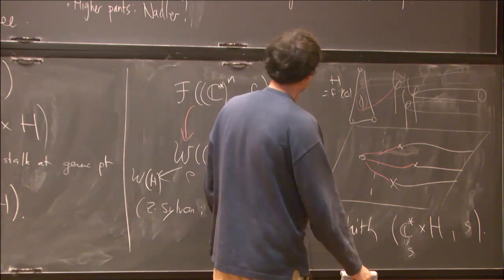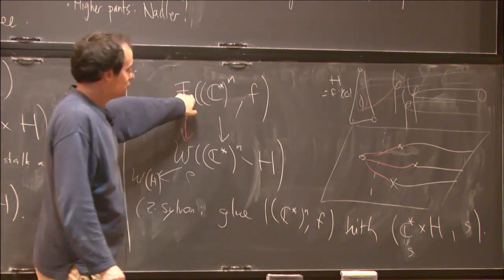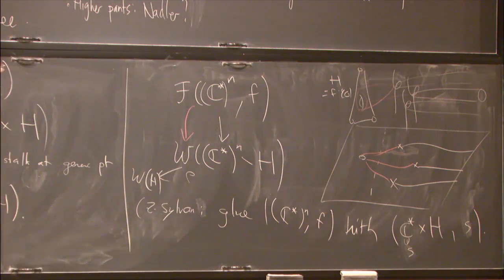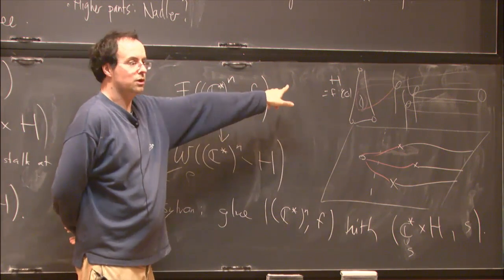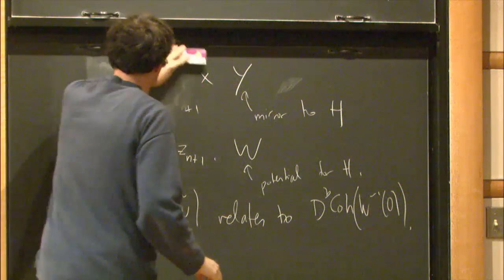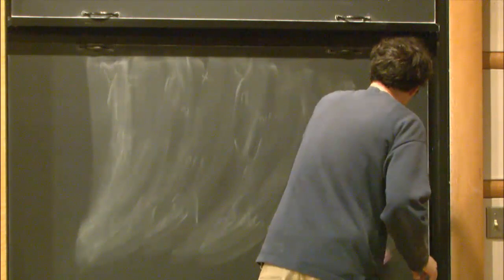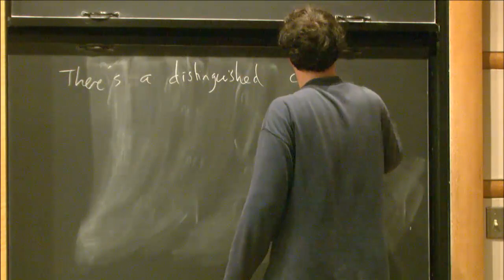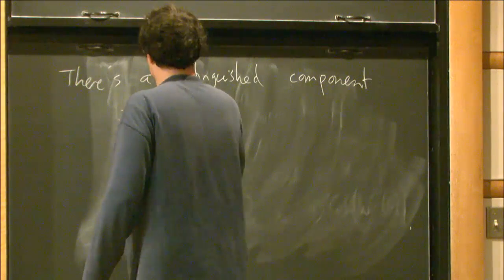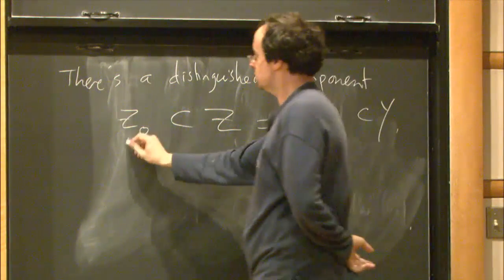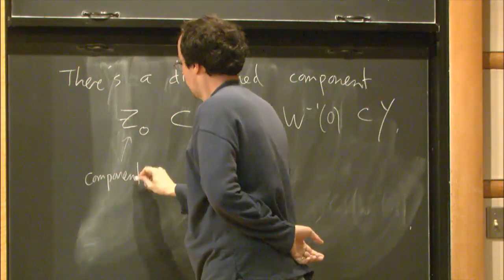So here's the candidate answer. First thing I need to tell you is what is this category? You know the answer in the case of the example with P2, right? You know that the category of C star squared with Z1 plus Z2 plus 1 over Z1 Z2 is meant to be mirror to D^b Coh of P2. So in general, there's a distinguished component Z0 inside Z, which remember was the zero set of a potential inside Y. What is this component? It's the component of a constant term.